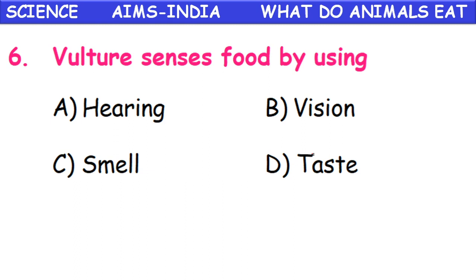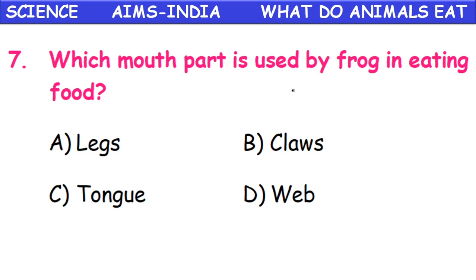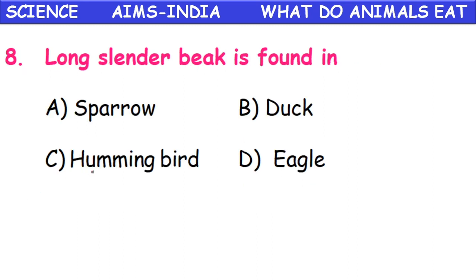Vulture senses food by using vision. They use their sharp vision, and from long distances they can find out. Which mouth part is used by frog in eating food? Frogs use their long protrusible sticky tongue.